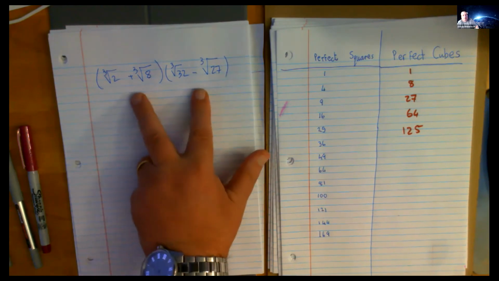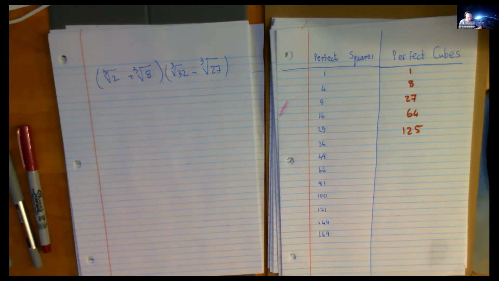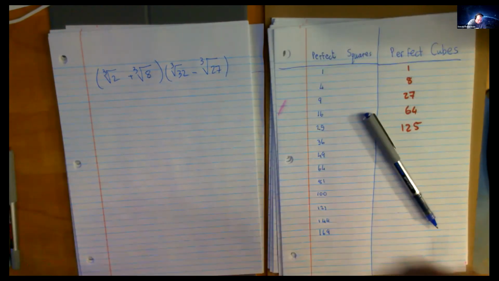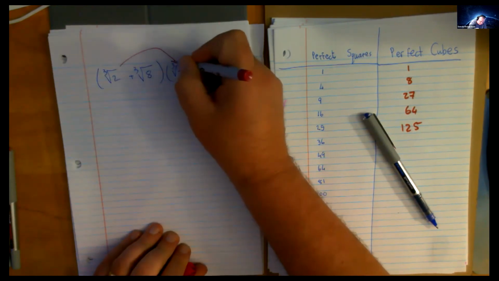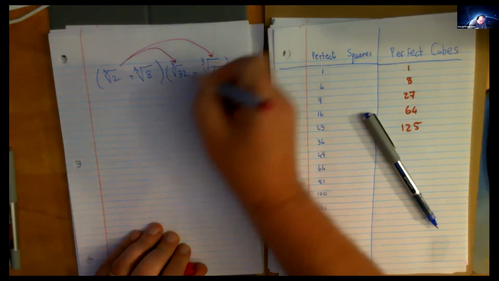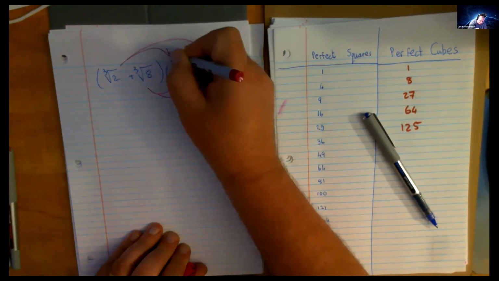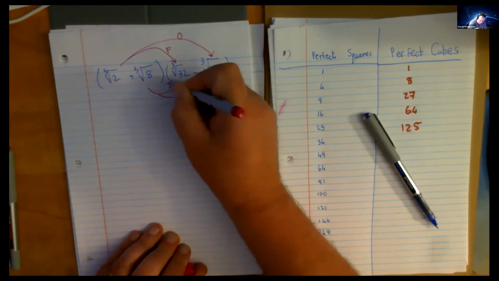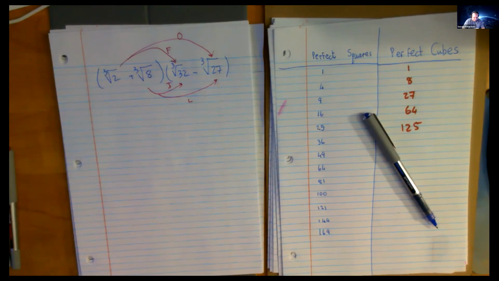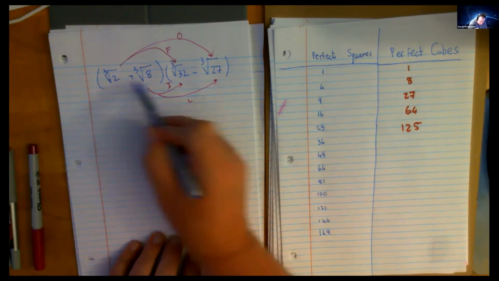You recognize a FOIL. So that guy first, that guy second, right? That guy third, that guy last. So we've got first, outer, inner, and last. This guy times this guy.